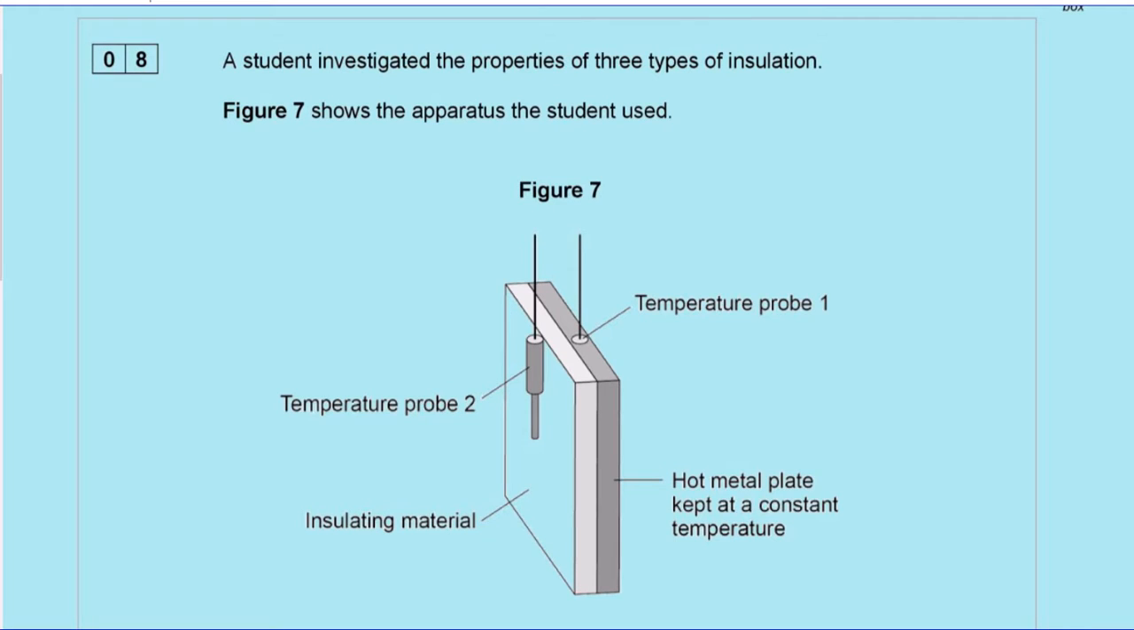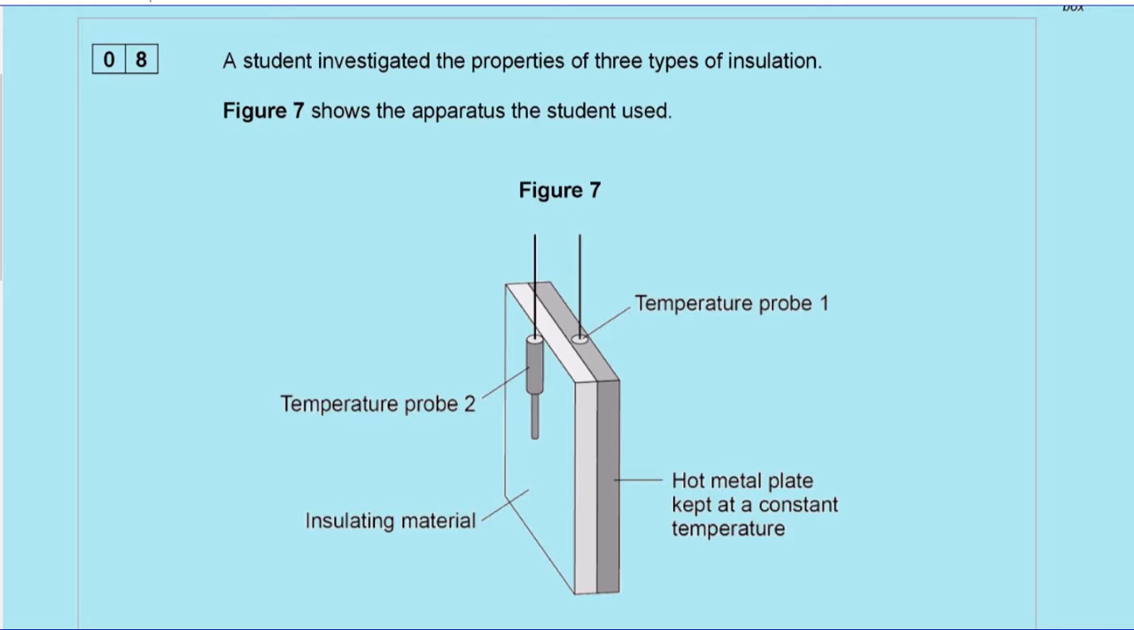Question 8 is another experimental one. This is another of the required practicals. This is looking at different insulating materials. So what we've got here is a student who's investigated the properties of 3 types of insulation, and they've used the apparatus shown to do that.